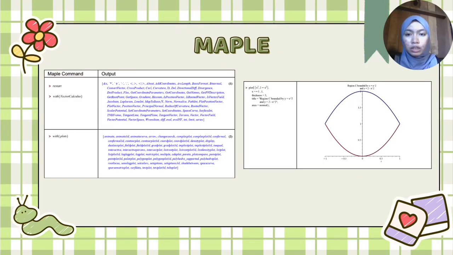For the Maple calculation, we start with restart, and with(VectorCalculus), then with(plots), then we plot based on x squared and 2 minus x squared.